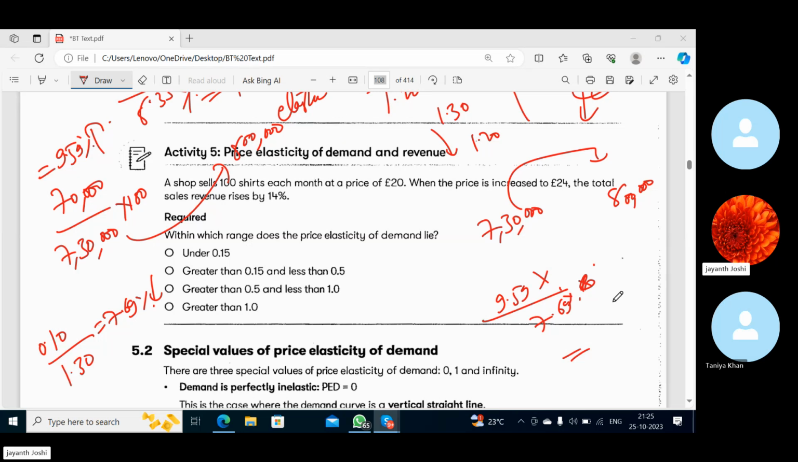Okay, what's the answer? Calculate and tell me. Please do the calculation, otherwise there's no interaction between you and us.